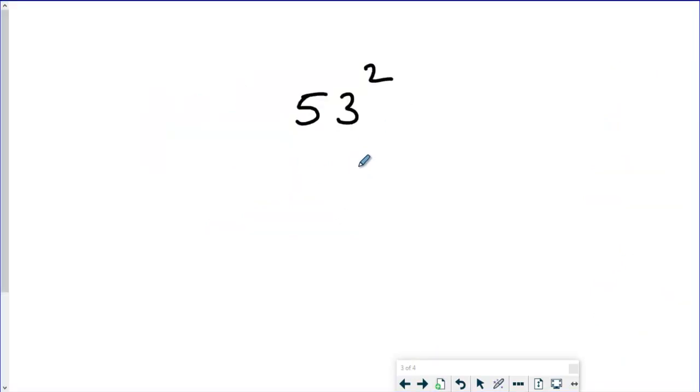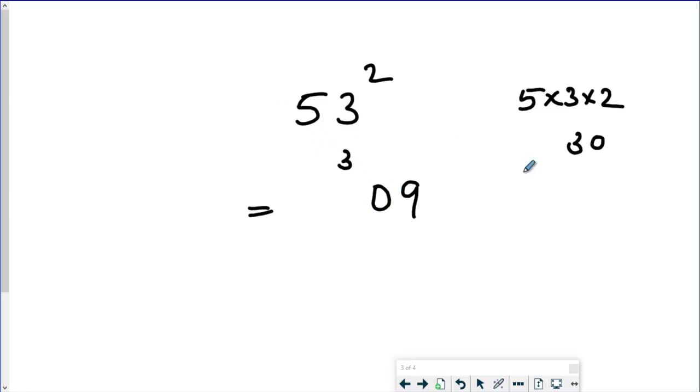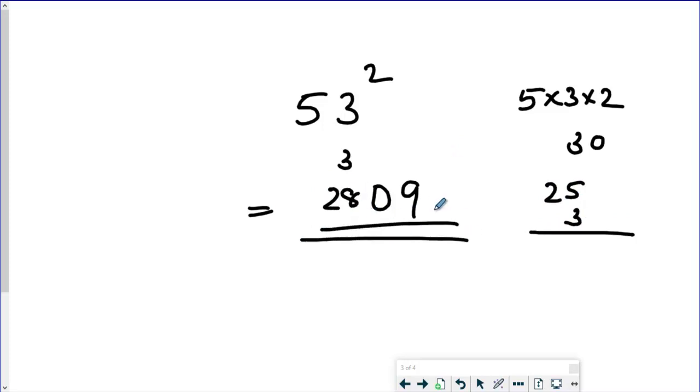For calculating 53 square, first you have to take 3 square, that is 9. After that, you have to find 5 into 3 into 2. 5 into 2 is 10, 10 into 3 is 30. Here you write 0, 3 is carry. Then 5 square is 25, 25 plus 3 is 28. So our answer is 2809.